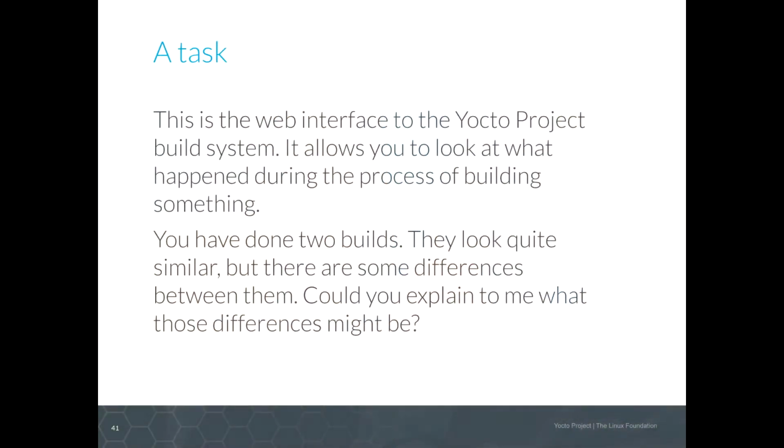Sure. This is the web interface to the Yocto Project build system. It allows you to look at what happened during the process of building something. You have done 2 builds. They look quite similar, but there are some differences between them. Could you explain to me what those differences might be?